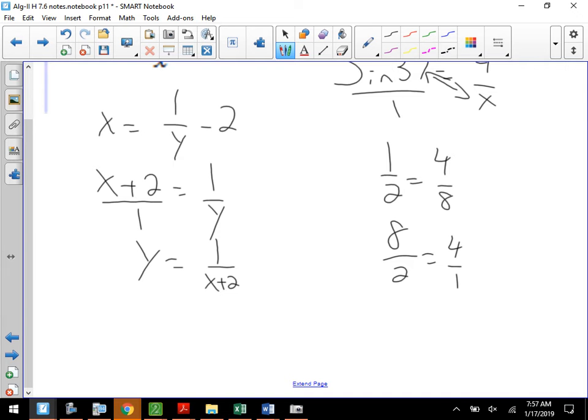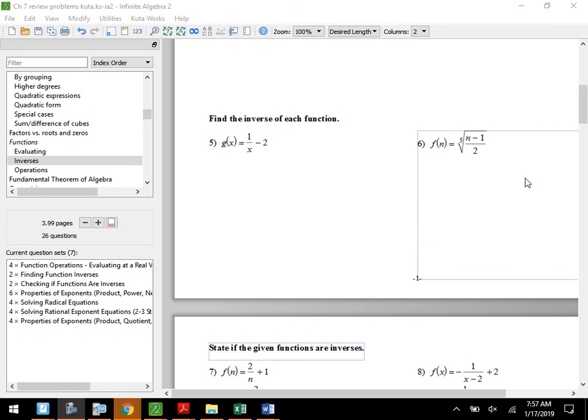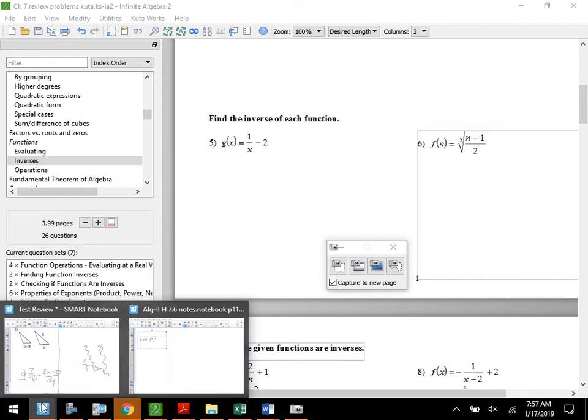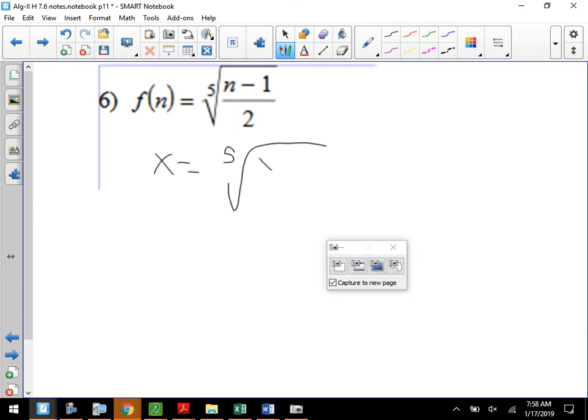Cool. No, y equals 1 over x plus 2. Yes, sir. What else we got so far? Narrow it down. 6. Once again, even though it says f of n, just treat it as x values. So I'm just going to write it as x equals the 5th root of y minus 1 over 2.